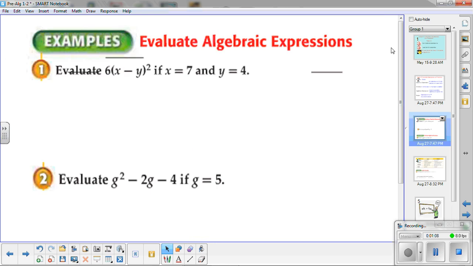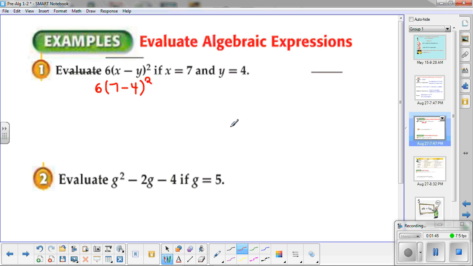In our first example, it says evaluate 6 times the quantity x minus y to the second power if x equals 7 and y equals 4. The first thing you're going to do is substitute these values in place of the variables. So I'm going to go ahead and rewrite the problem. In place of x, I'm going to put 7. In place of y, I'm going to put 4. And then put the squared.